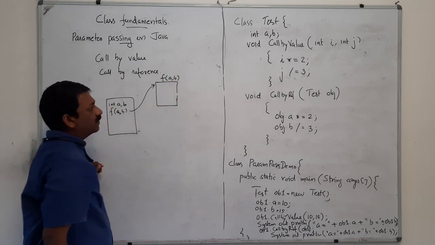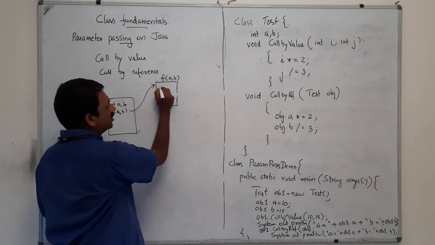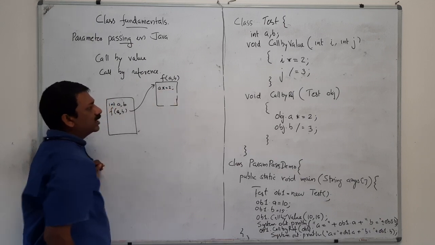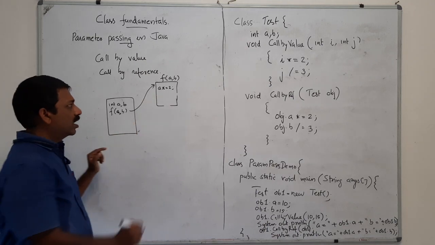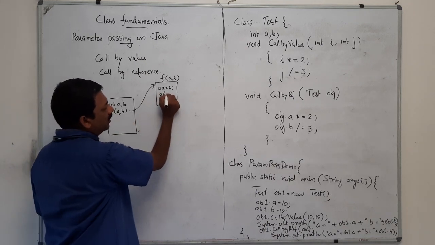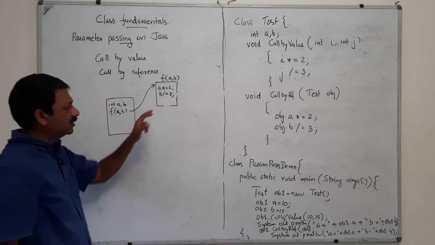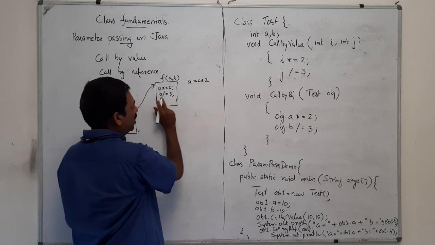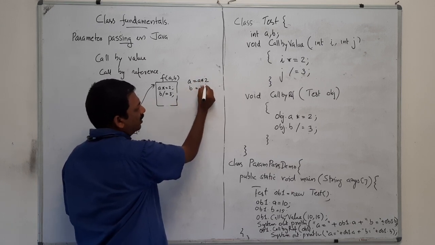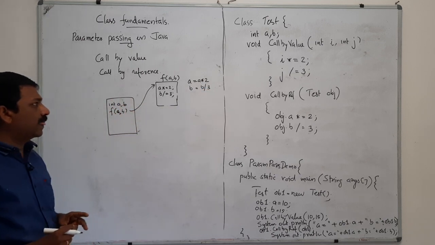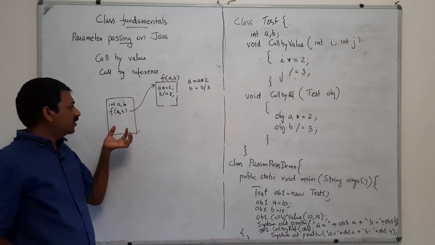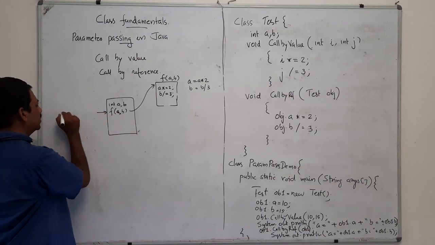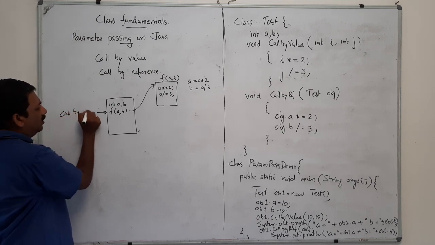Here the function is f, with the two parameters f of a, b. And suppose that here you have a statement: a star equal to 2, which means a equal to a star 2, and b divided by equal to 3, which means b is equal to b by 3. Suppose that this is a function called by value.